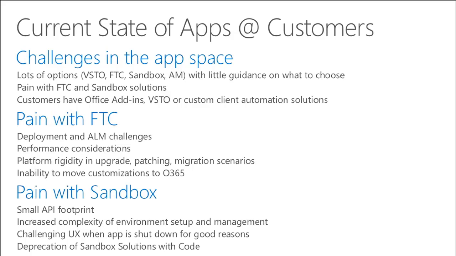So small API footprint was a challenge, increased complexity of the environment setup and management. There was an instance where you could take the sandbox process and move that to alternate infrastructure as part of the farm, but now you're managing additional boxes and a bigger farm footprint. There's a challenging user experience when we reach in and take the guts out of an app that's behaving badly. Your CIO is like, wow, the app had a memory leak and it was shut down, that's not good.